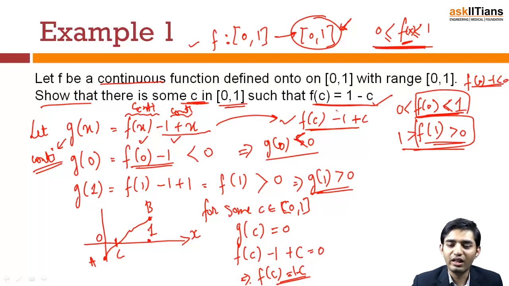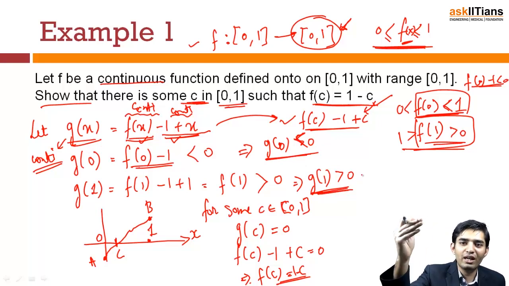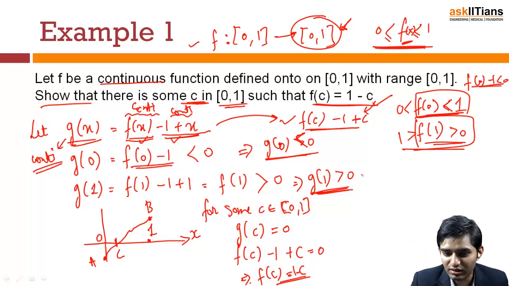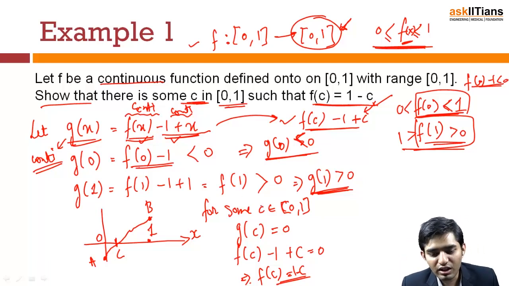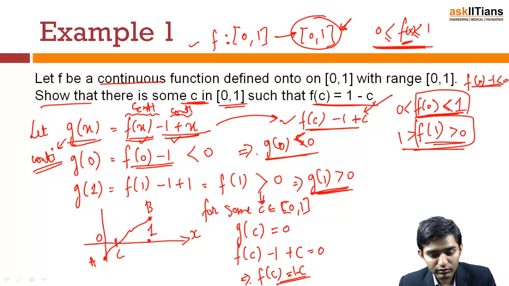So first and foremost, assume a function, take everything to the left hand side and assume a function in terms of f(x). Now since f(x) is continuous, this function g(x) will also be continuous. If g(x) is continuous, g(0) is negative, this quantity is positive. So at one point I am getting a negative value, at another point a positive value. If I join these 2 points, I will have to cross the x-axis at least once. So there will be at least one value of c. There can be more values of c, I am repeating.